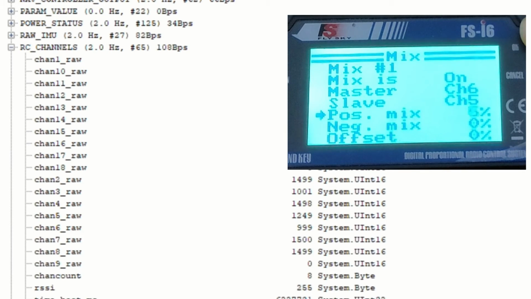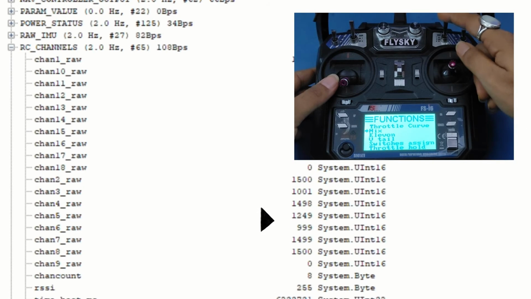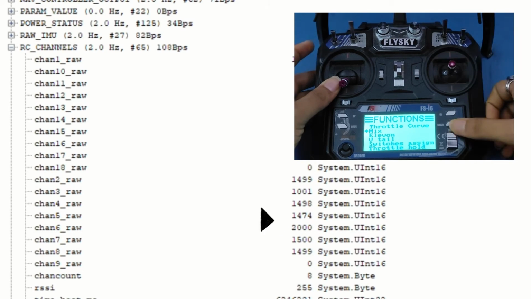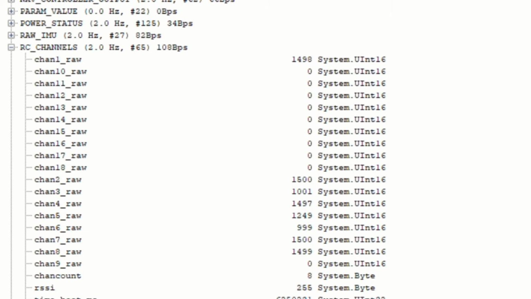Next up, for positive mix value of minus 10%, again for channel 6, when the value is 1000, we achieve 1250, 1500 and 1750 for channel 5. But when channel 6 is pushed to 2000 extreme, we achieve 1250, 1475 and 1725 as our values.